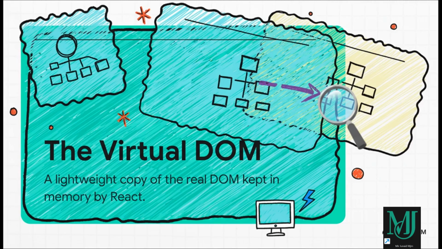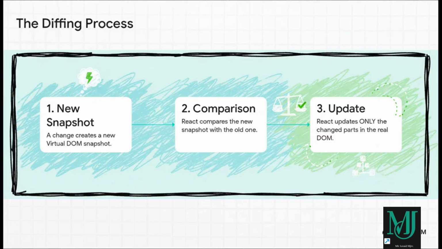Understanding the virtual DOM: imagine the real browser DOM like a huge blueprint of your web page. Changing it directly is slow and expensive. So React says, why not keep a lightweight copy of it in memory? That's the virtual DOM. Whenever something changes, like data or user input, React creates a new snapshot of this virtual DOM. Then it compares it with the previous one in a process called diffing. Once it spots the differences, React updates only those small parts of the real DOM, not the entire page. And that's the secret behind React's blazing fast performance.